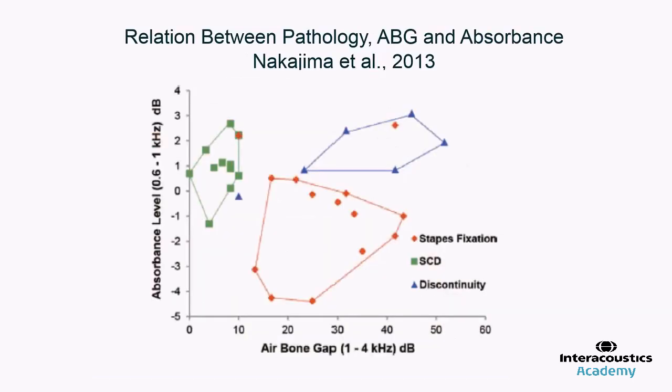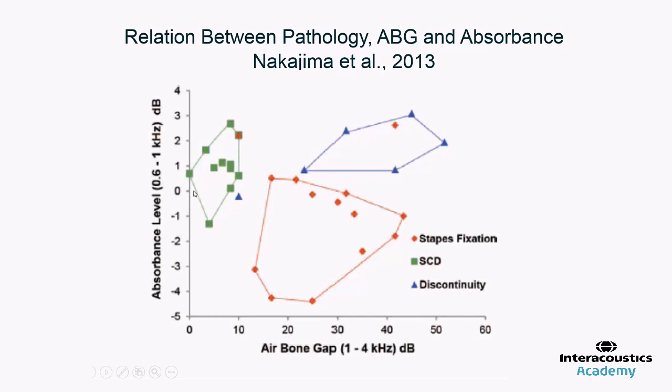What can really help is if you compare the results to the air-bone gap. So here are three different types of pathologies. We've got stapes fixation, otherwise known as otosclerosis. We have superior canal dehiscence, that's shown in green, and then we have an ossicular discontinuity shown in blue. And so what we have graphed here are individual ears, and this is from a study by Heidi Nakajima. And what we see is the absorbance level over on the left relative to normal absorbance. And so this is an experimental study before and after these types of manipulations in temporal bones.